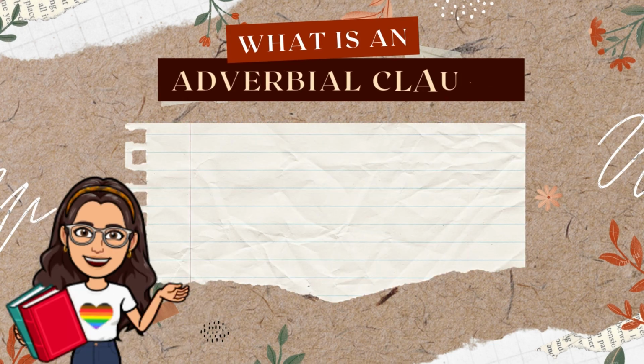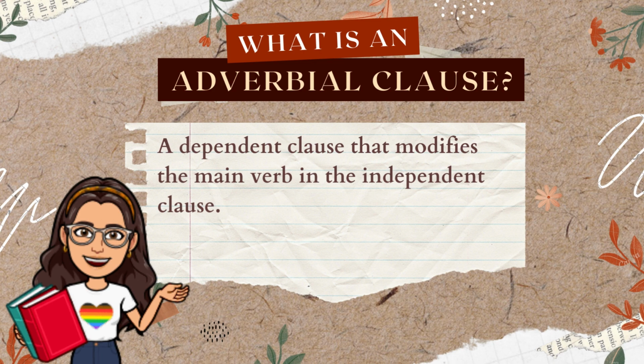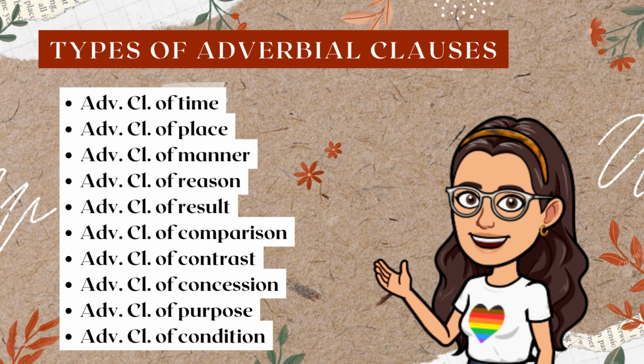What is an adverbial clause? An adverbial clause is a dependent clause that modifies the main verb in the dependent clause. There are 10 types of adverbial clauses: adverbial clause of time, adverbial clause of place, adverbial clause of manner, adverbial clause of reason, adverbial clause of result, adverbial clause of comparison, adverbial clause of contrast, adverbial clause of concession, adverbial clause of purpose, and adverbial clause of condition.